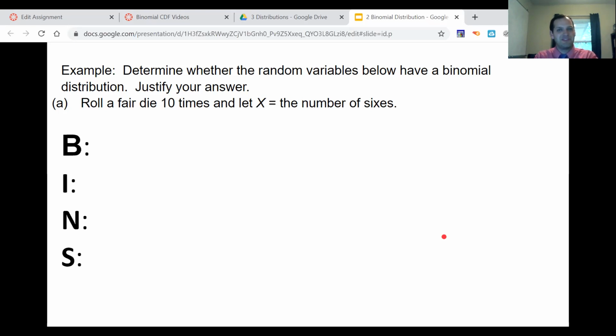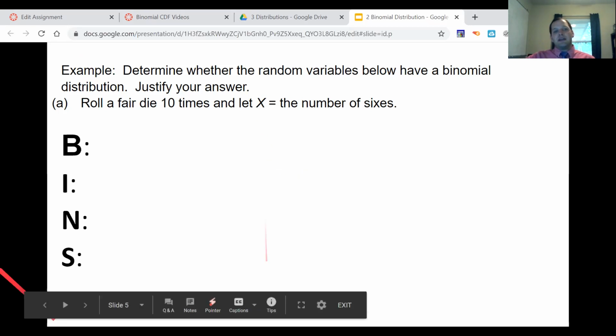10. If you said 10 before me, good job. I'm so proud of you. All right, then finally is S. Does each one have the same exact probability? It does. All right. So this would be a binomial distribution.